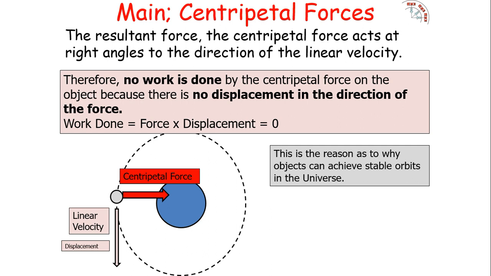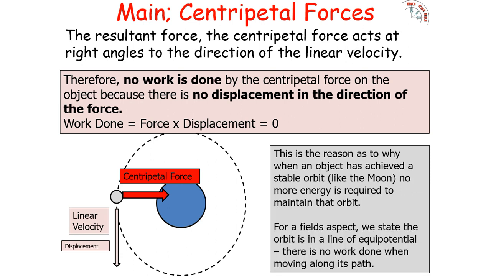This is a reason as to why objects such as a moon, such as a satellite, can achieve a stable orbit in the universe and not deviate from that particular orbit. So, for example, no more energy is required to maintain the moon's orbit around the Earth. For fields such as gravitational fields, electrical fields, magnetic fields, we state that the orbit is in the line of equipotential. There is no work done when that particular object is moving along its orbital path.